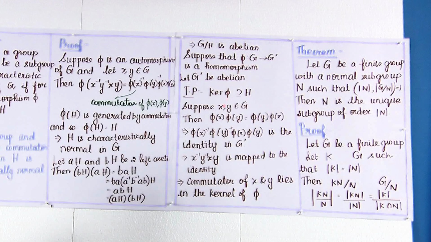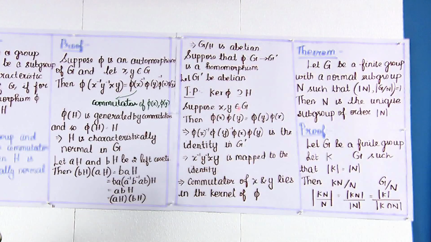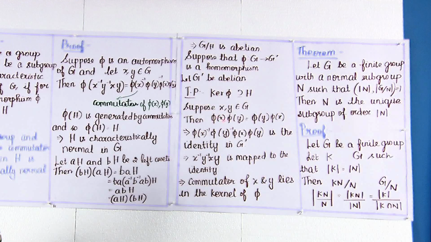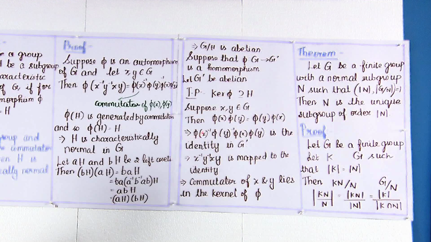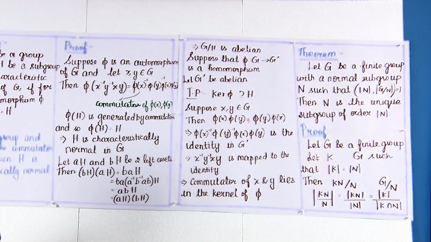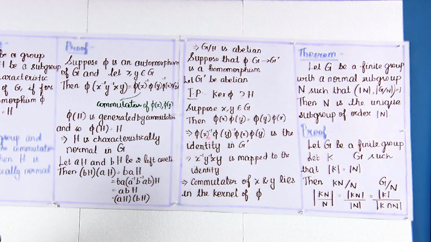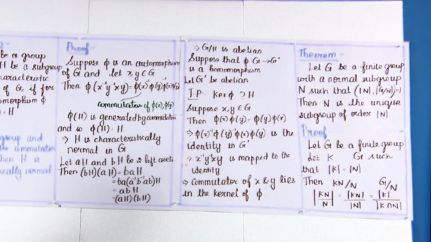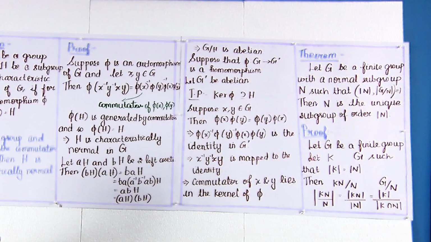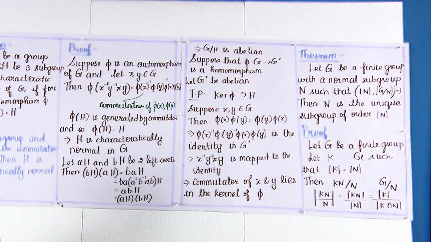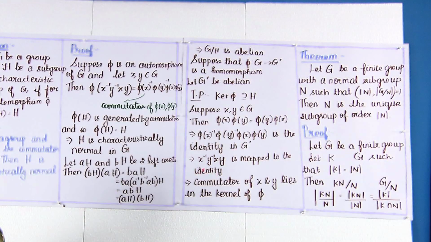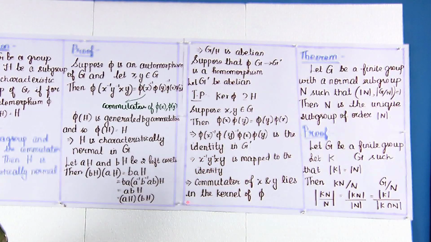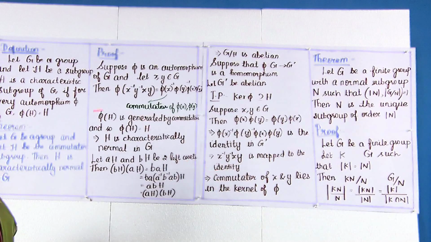Now, to prove that kernel phi contains H, suppose x comma y belongs to G, then phi x phi y is equal to phi y phi x, which implies phi x inverse phi y inverse phi x phi y is the identity element in G dash. That is, x inverse y inverse x y is mapped to the identity. Since phi is mapping from G to G dash, we say that this element is mapped onto the identity. So, commutator of x and y lies in the kernel of phi. So, we have proved the theorem statement.